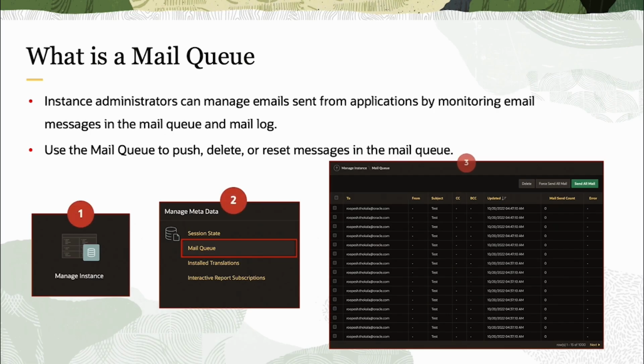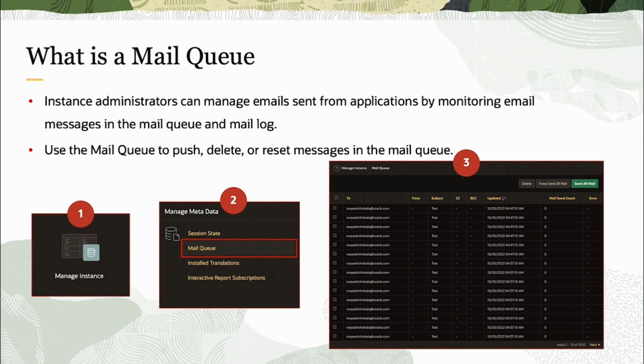Let us understand what is a mail queue in Oracle Apex. When you submit a mail using the apex_mail PL/SQL API or via any other mailing services available within Apex, the mails are not sent immediately. The mails are first added to a mail queue, which are then processed by a separate database job which runs every 5 minutes. As an instance administrator, you can manage emails sent from applications by monitoring email messages in the mail queue and mail log by logging into the Apex administration services.